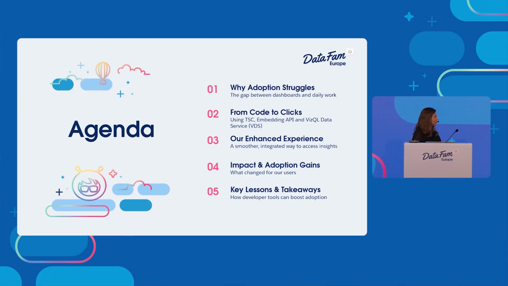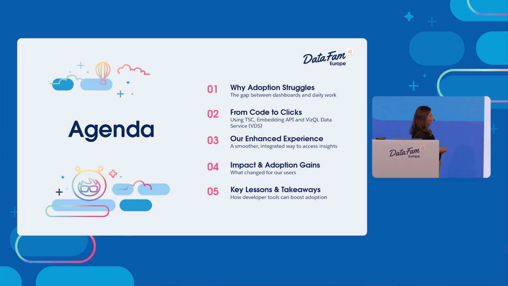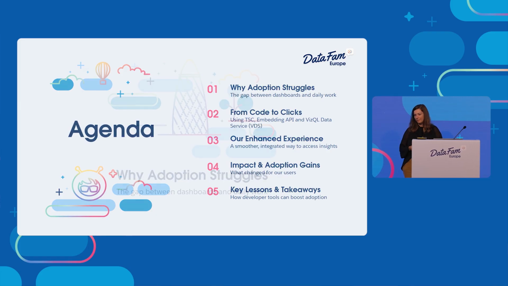To tell you more about what we're going to look at: first, we're going to look at why adoption struggles, and in our case, why we had to change some stuff. Then we're going to check what kind of tools available from Tableau we can use to make these changes. I will share with you a demo of what we created at our firm and tell you what happened next. So let's start with the beginning.